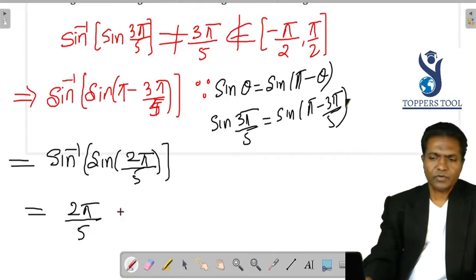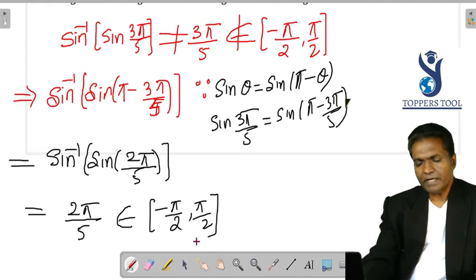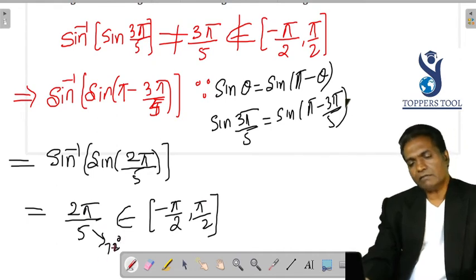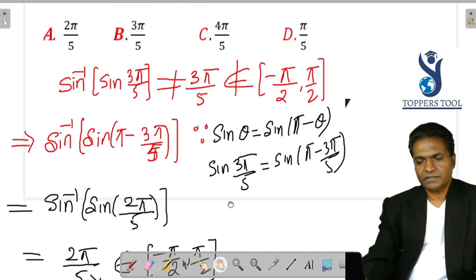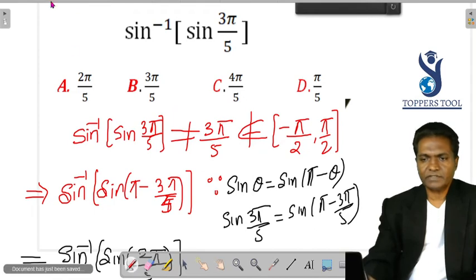Which belongs to your principal branch, minus pi by 2 to pi by 2, because this will be 72 degrees if you calculate. So your answer, check, 2 pi by 5. So the first one is the correct answer.